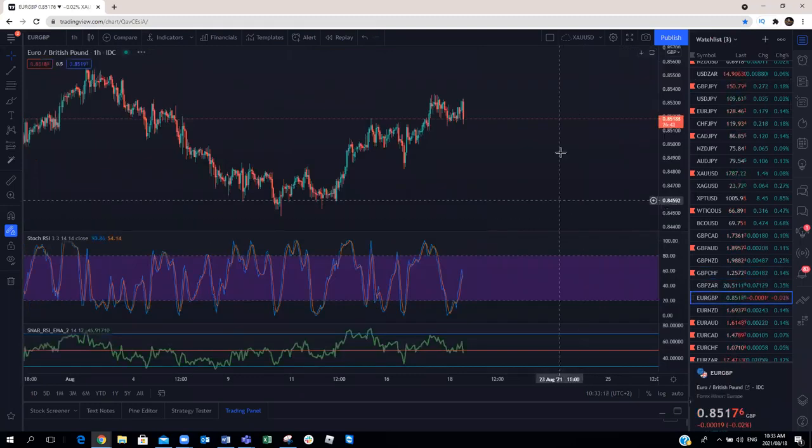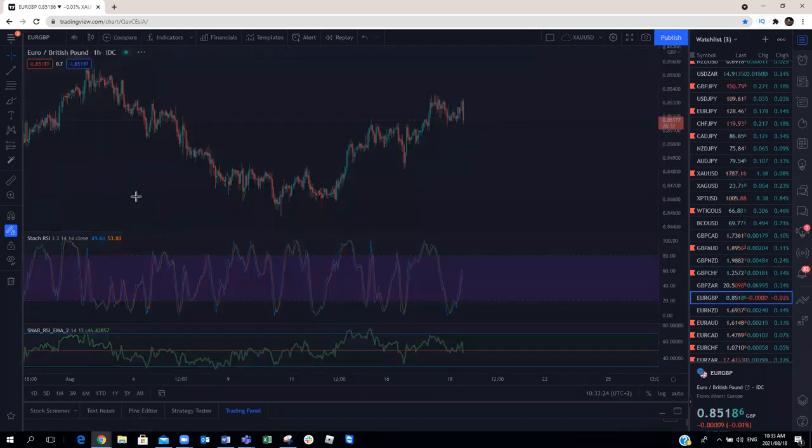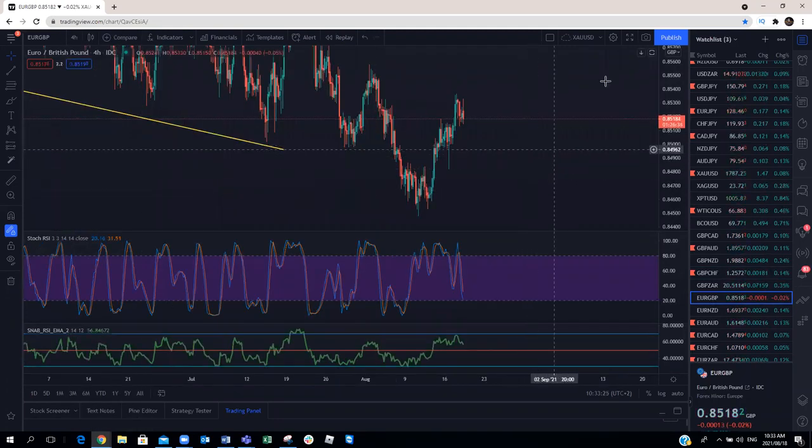Euro pound. Let's go to the bigger structure again. One, two, three. We've actually made 5 waves to the upside here. 5 waves, 1, 2, 3, and we're looking for more upside. Okay, we're looking for more upside here. So even if we do get a pullback, we'll look for more upside. Okay, so that is Euro pound.